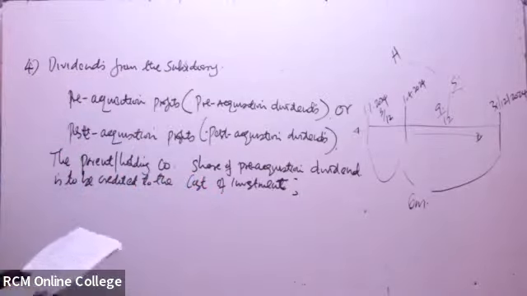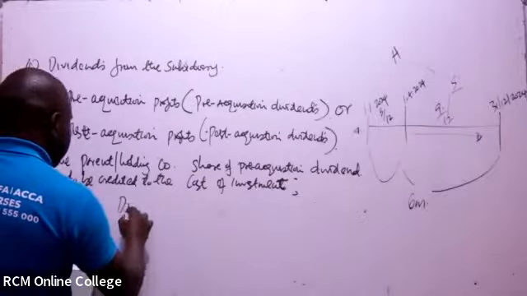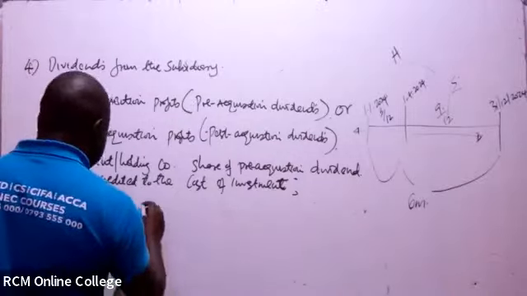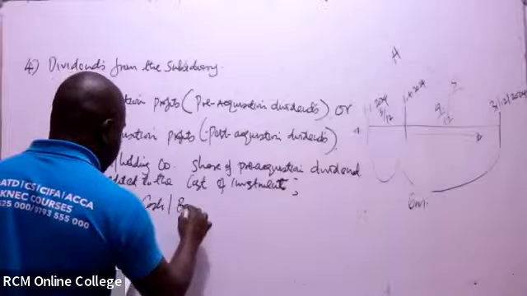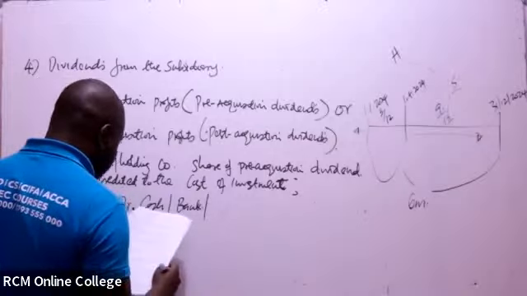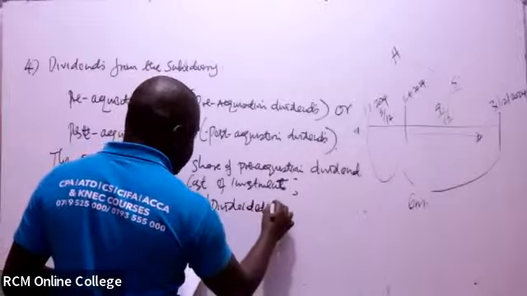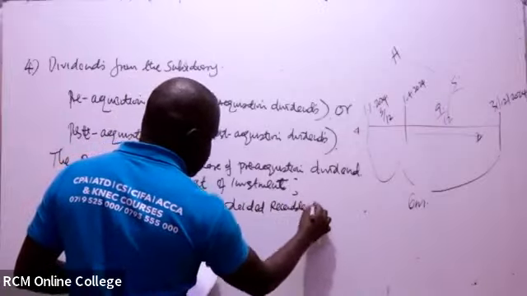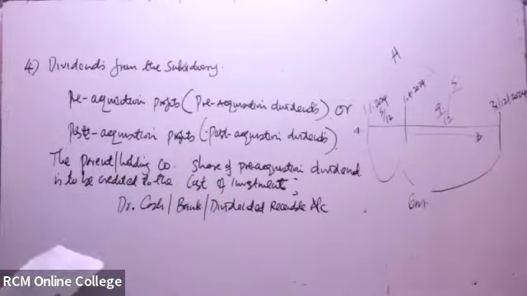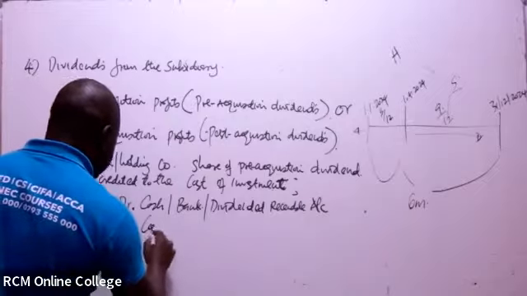This simply means this is what will happen. When the holding company receives, they'll debit the cash or bank, that is, if it has already been paid. If it is yet to be paid, they'll debit what we call the dividend receivable account. Then they credit the cost of investment.